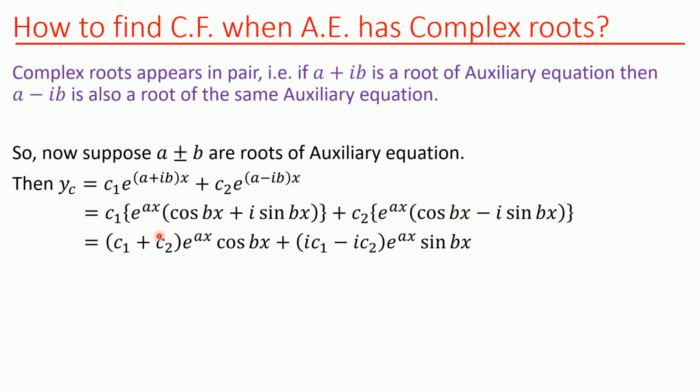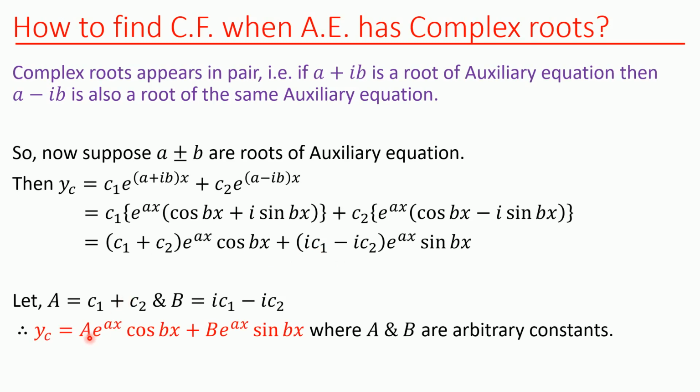Now because c1 and c2 are arbitrary constants, c1 plus c2 is some arbitrary constant, and similarly i c1 minus i c2 is also some other arbitrary constant. Let us call the first A and the second B. So we get yc equal to A e raised to ax cos bx plus B times e raised to ax sin bx, where A and B are arbitrary constants. This is how we find yc for complex roots, where a is the real part of those roots, a plus ib and a minus ib, and b is the imaginary part, ib and minus ib. So yc is A e raised to ax cos bx plus B e raised to ax sin bx, where uppercase A and B are arbitrary constants.